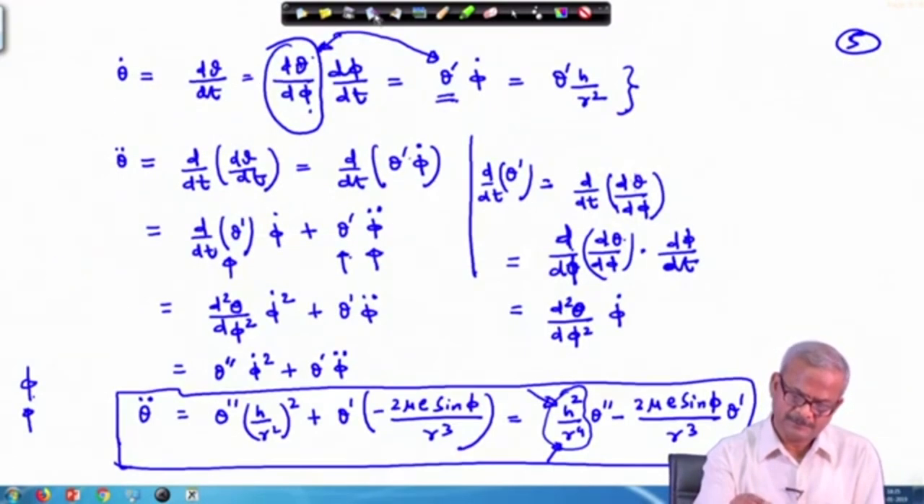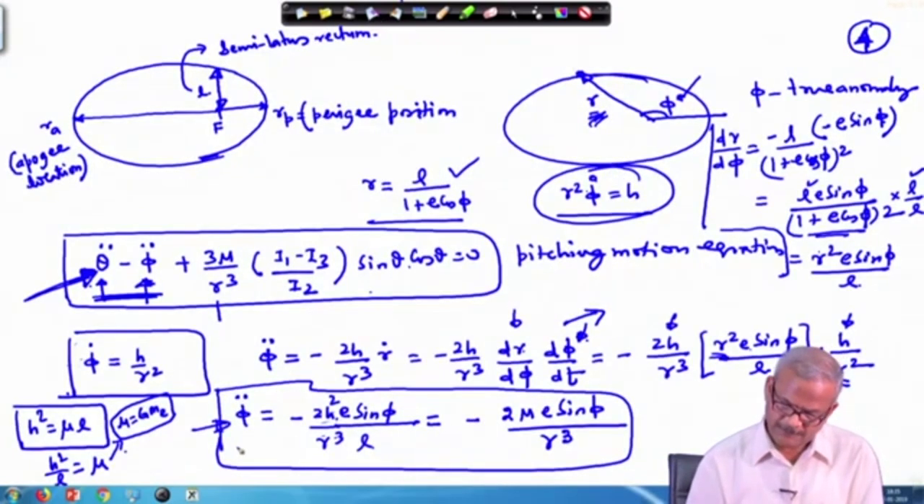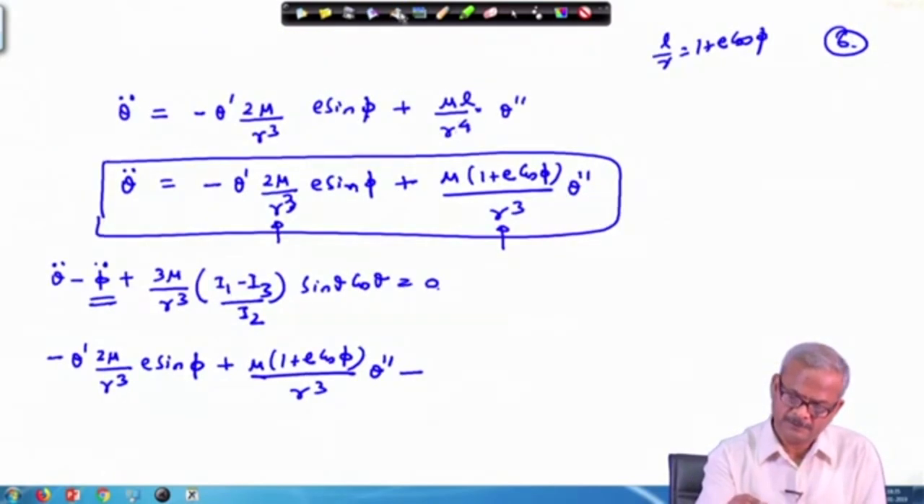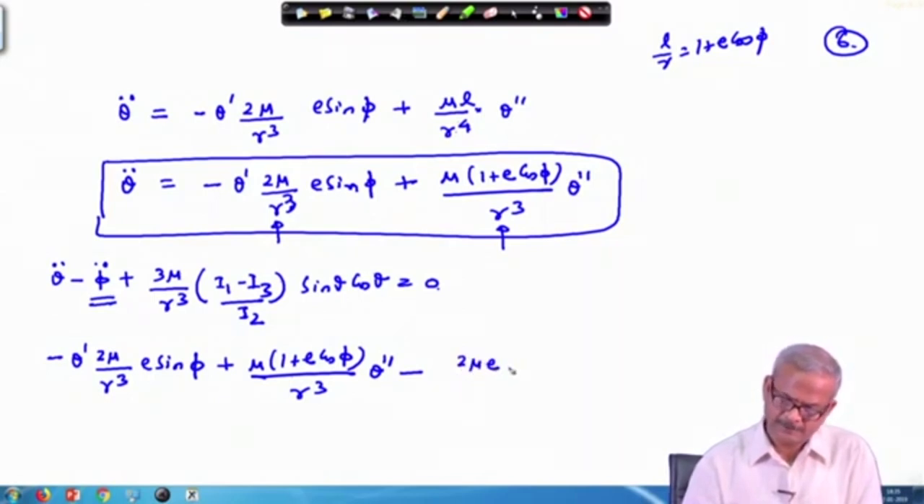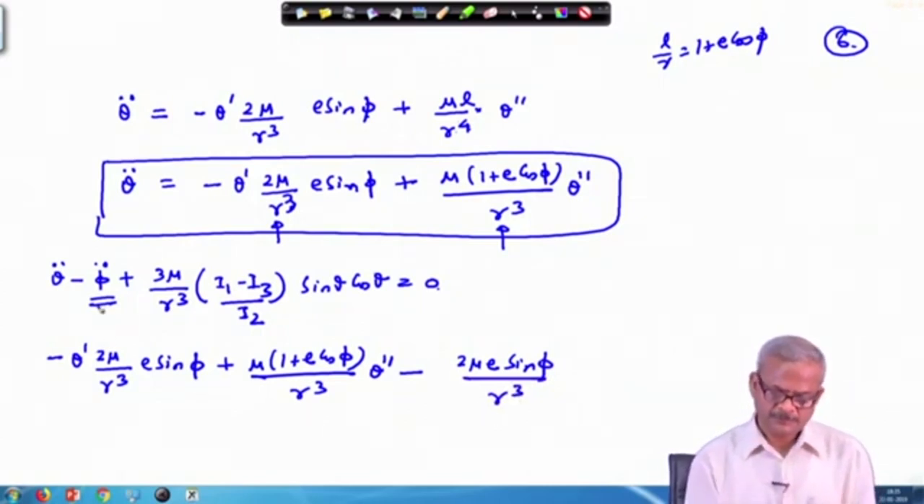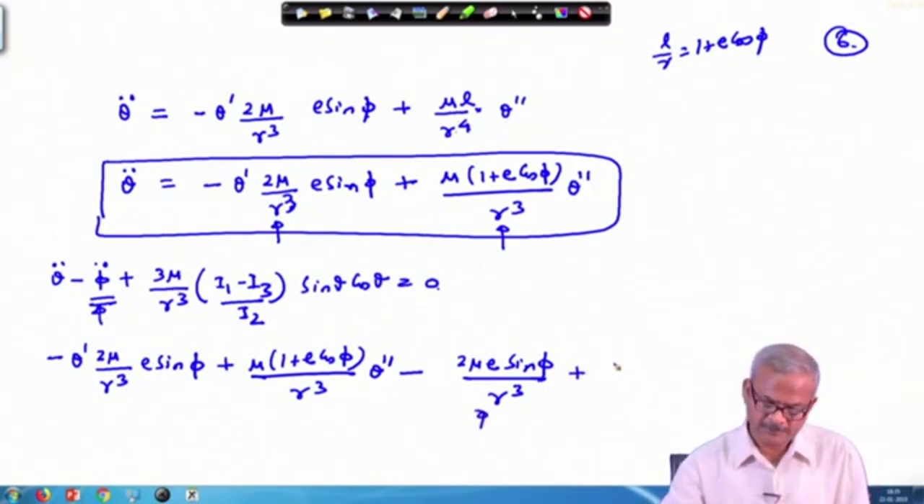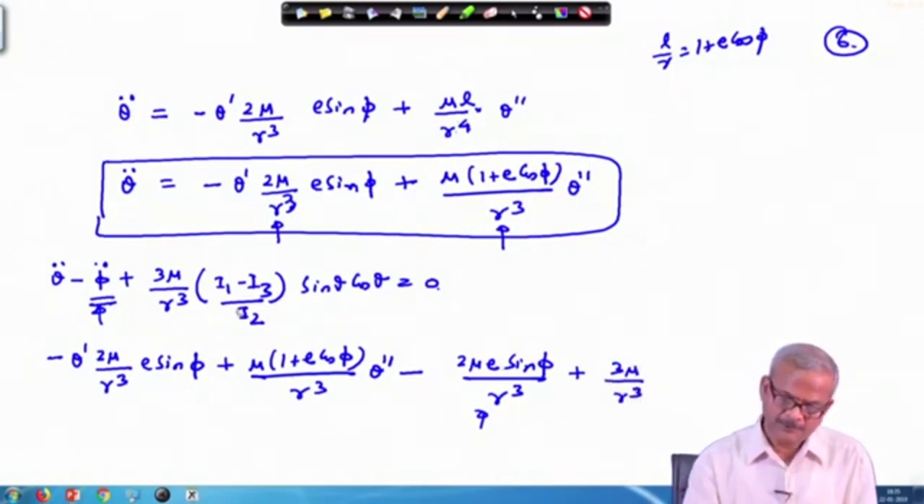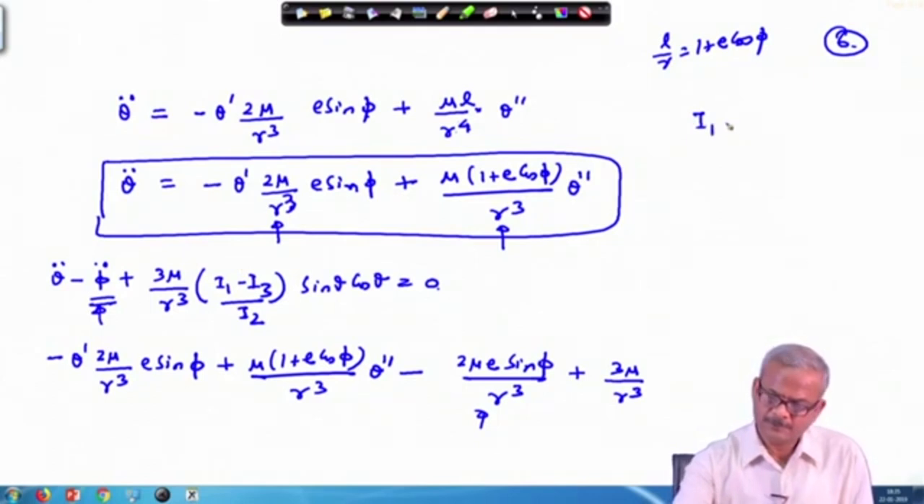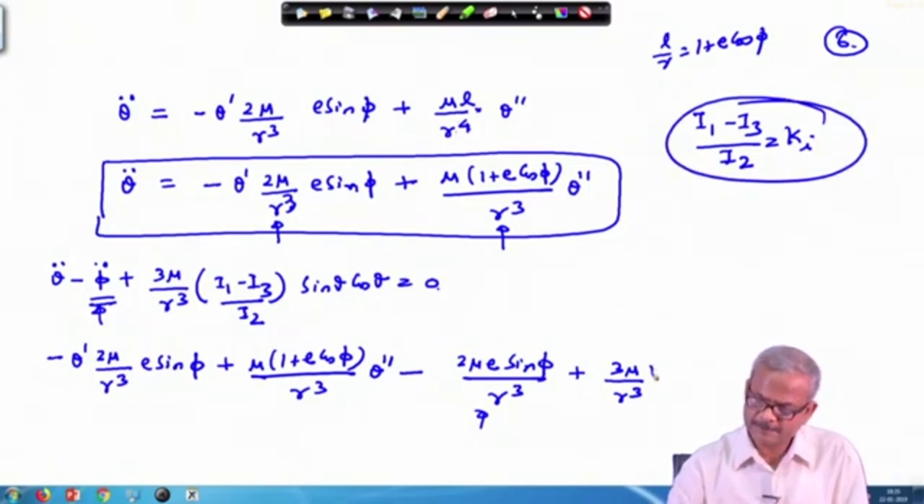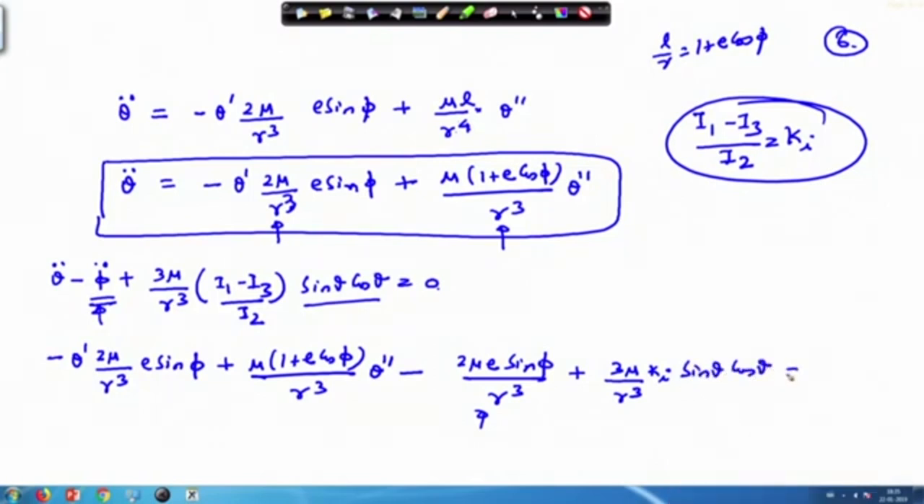So, this quantity phi double dot we have worked out here in this place. This is minus 2 mu e sin phi by r cube. So, this is your phi double dot term, ok. And thereafter the other terms we need to put here, 3 mu by r cube, and let us write this term as usual: I 1 minus I 3 by I 2 we have written as k I. So, we will write this as k I, okay. And then rest of the terms, sin theta times cos theta. So, this equal to 0.